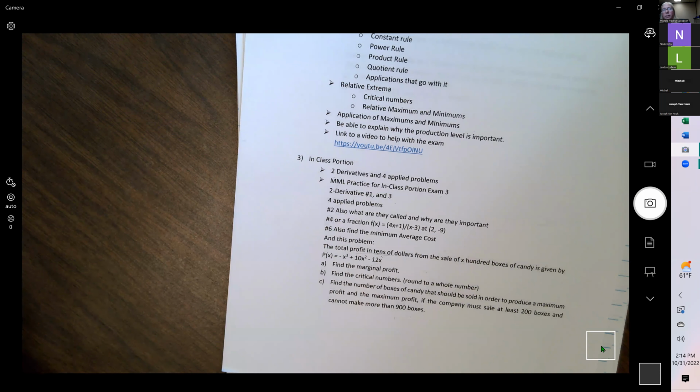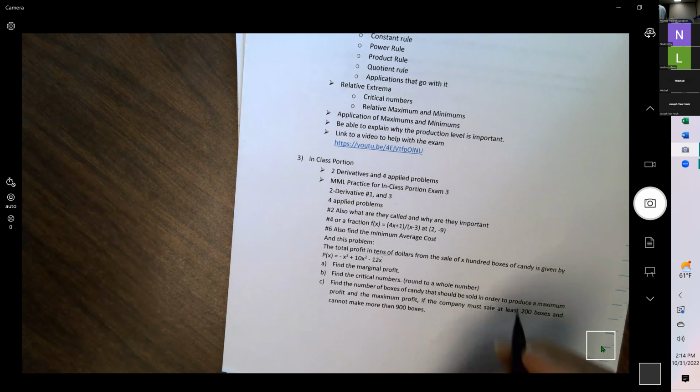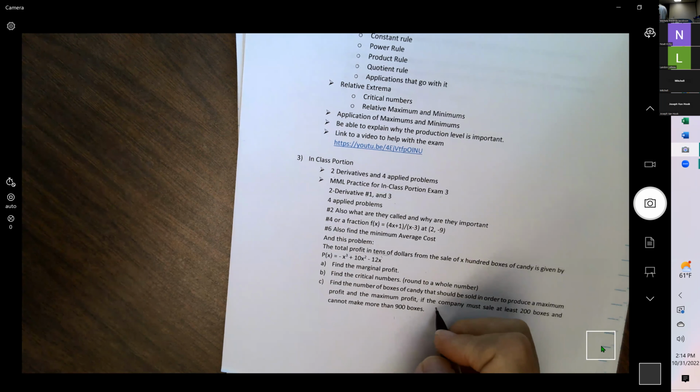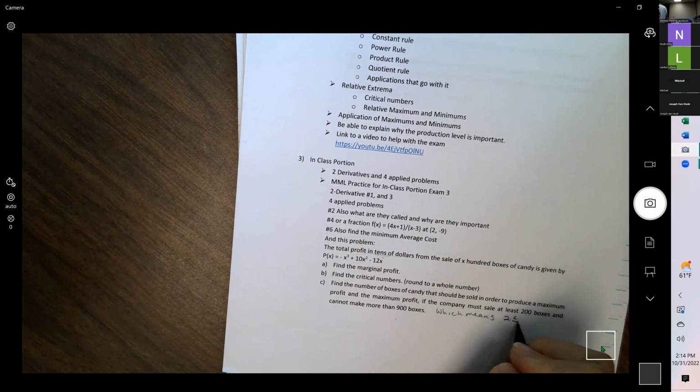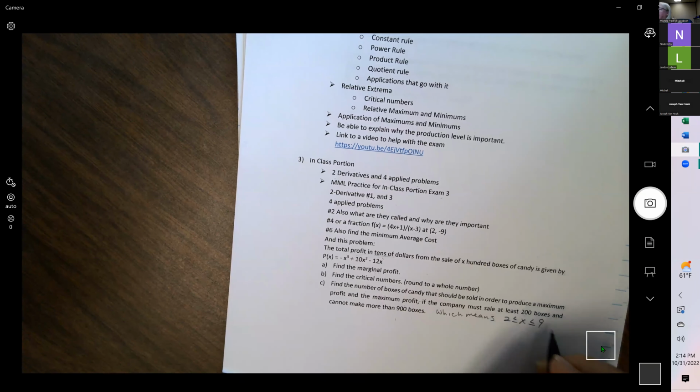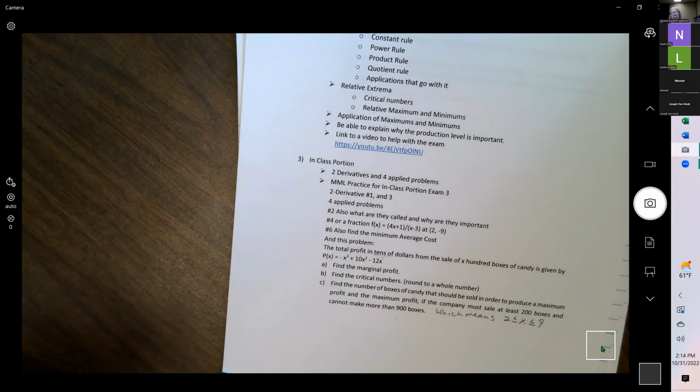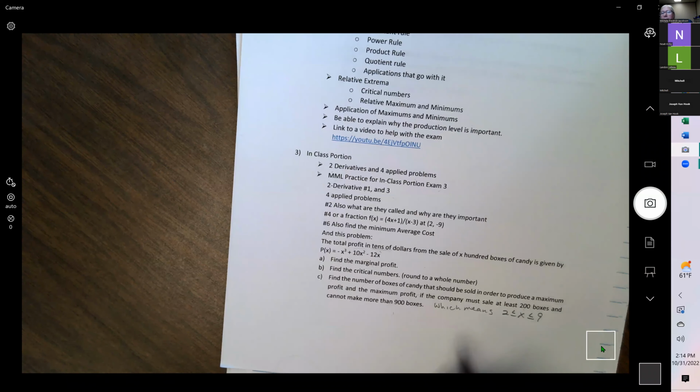Any questions on that? Yeah, so you do want to be careful of that, but I wrote it like this on the test, but then I said, which means 2 is less than or equal to X is less than or equal to 9. That way, because I didn't want you to get messed up on it, but I did want to make sure you understood it also. So I did something like that.